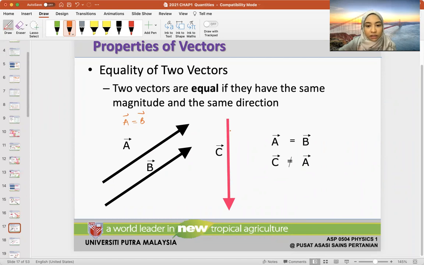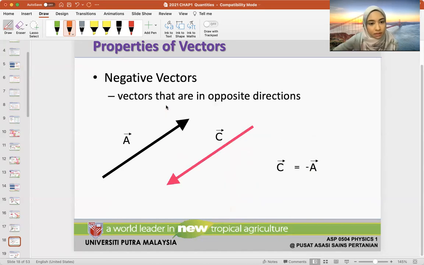What about vector C? Vector C has the same length. It's 10 meter. This guy is 10 meter. This guy is also 10 meter. But C is going down. So A is equal to B, but is not equal to C because the direction is not the same. Even though the length is the same, the direction is not the same. So it's not an equal vector. When we are talking about equal vectors, we must satisfy the magnitude and we also must satisfy the direction. Okay, I think that's easy.